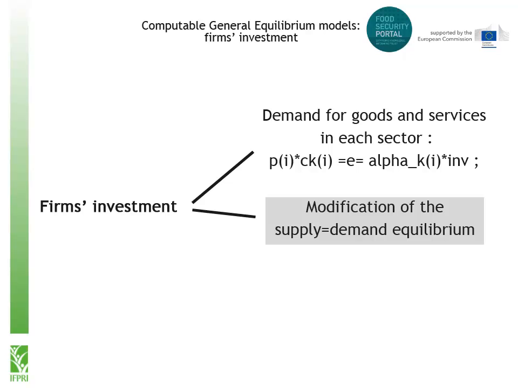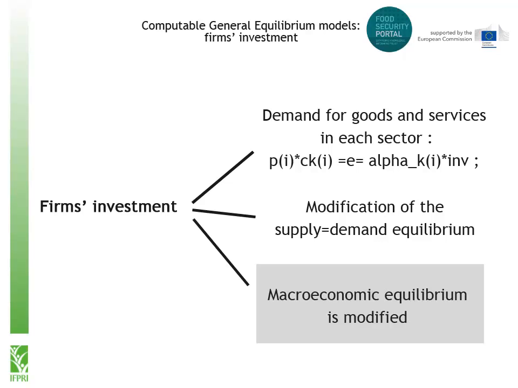The second channel is the modifications of the supply and demand equilibrium, because once we have determined, in fact, the level of purchase of goods in each sector for investment motivation, we have to take into account this new source of demand for goods and services in the supply-demand equilibrium condition. So this is the second channel. And third, of course, the macroeconomic equilibrium is modified because investment is a new source of demand for financing.